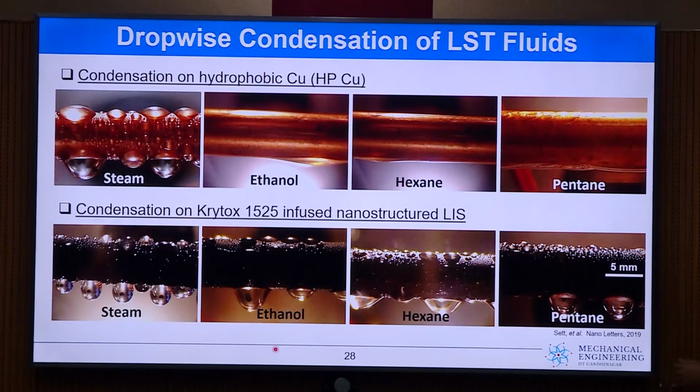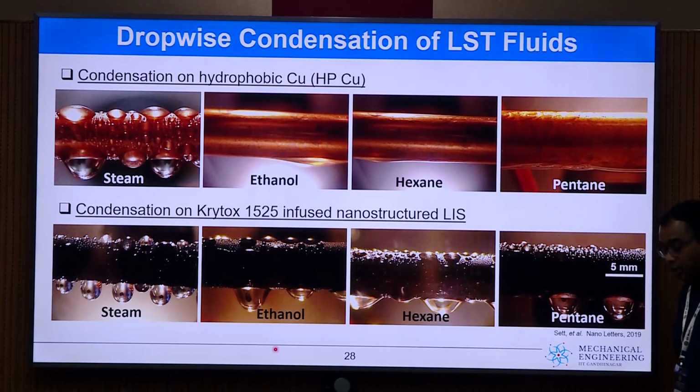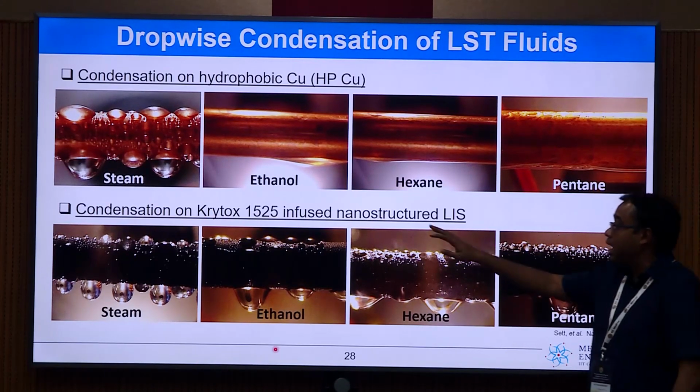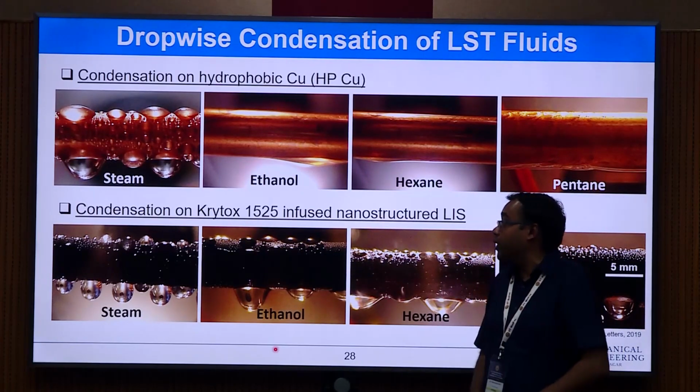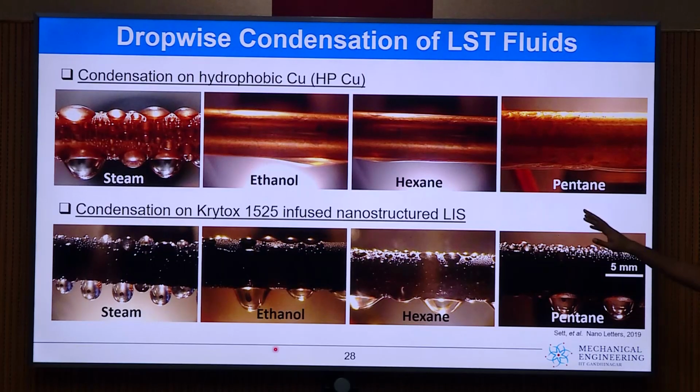So looking at the mode of condensation before looking into the heat transfer, what we find is on a regular hydrophobic copper, the reason why we chose hydrophobic copper is because it has a comparable contact angle for water as compared to a lubricant infused surface. And what we find is, as expected, for steam it does show dropwise condensation, but for ethanol, hexane, and pentane it shows film-wise condensation. Whereas in the case of the Krytox infused LIS, or liquid infused surfaces, we find that we get very robust dropwise condensation for these fluids.